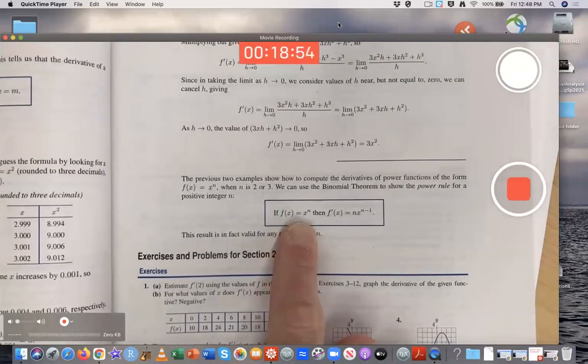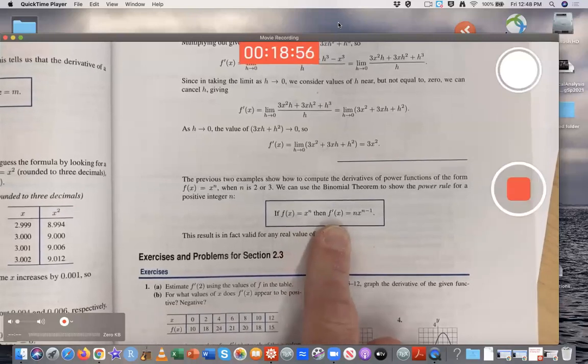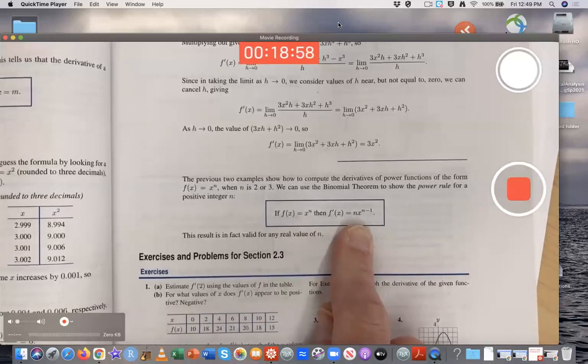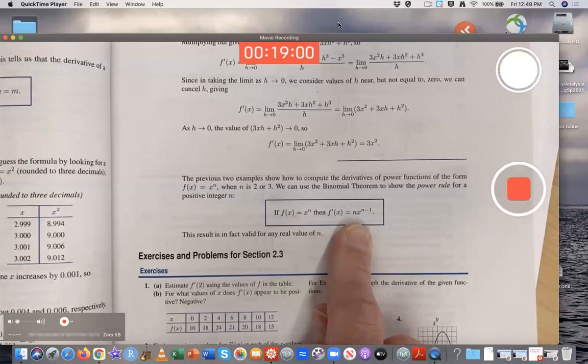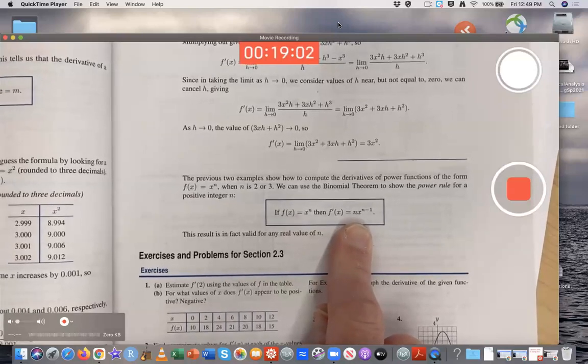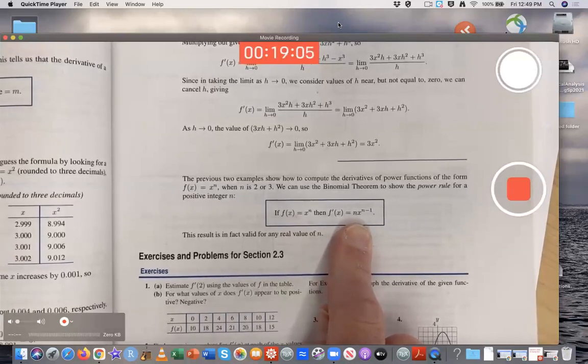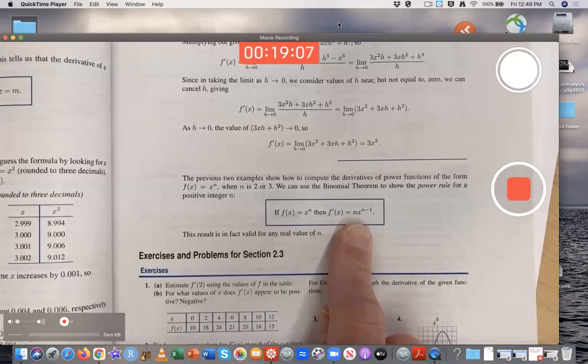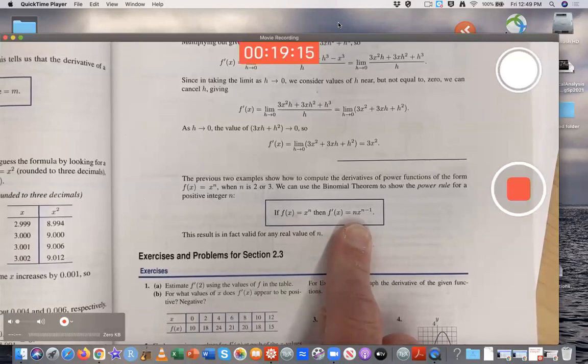If f of x is x to the n, then f prime of x is n times x to the n minus 1, no matter what n is. N can actually even be a fraction, or even an irrational number, and this still works. Though it might be confusing, what would it mean to raise x to the pi power, for example? What in the world would that mean? Well, we won't get into that, but it's still true.